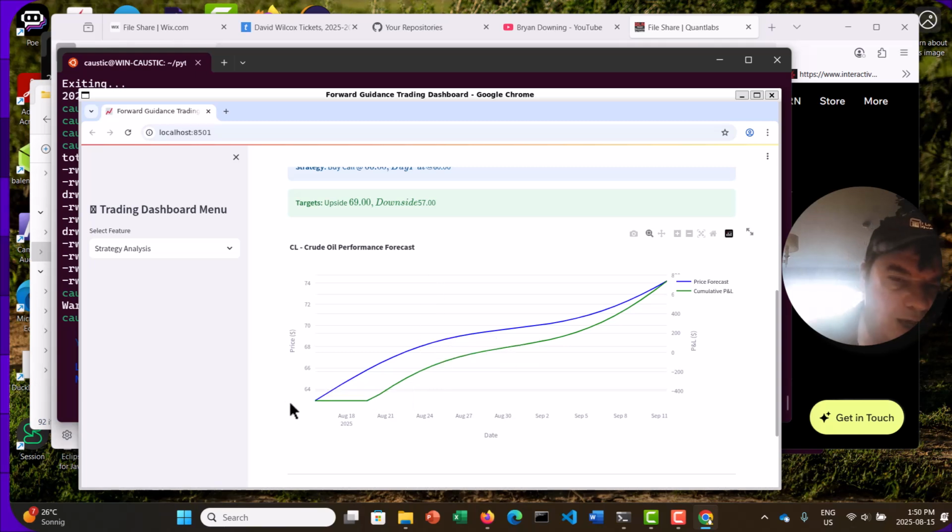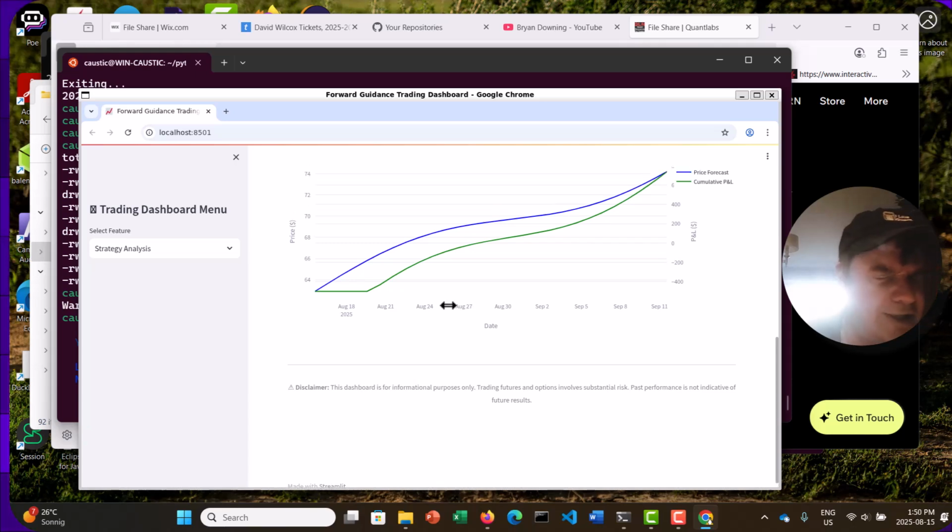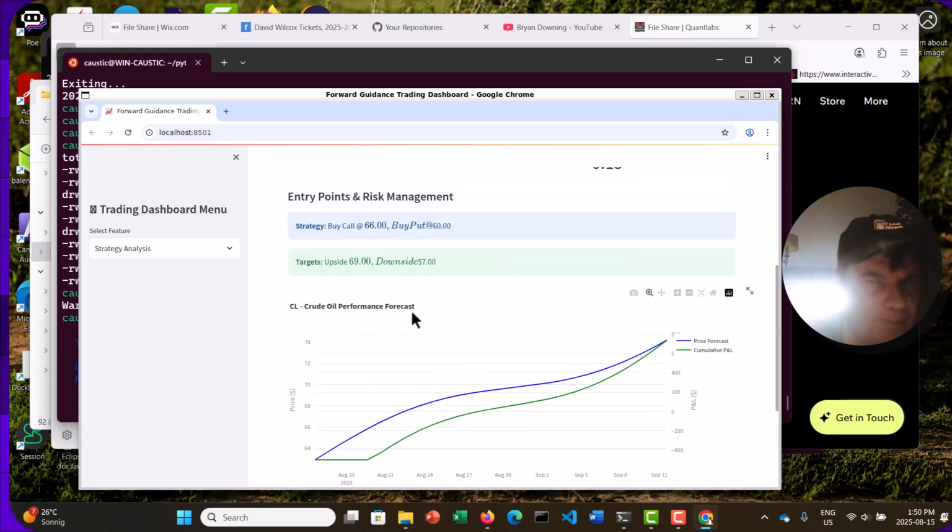So here's the price forecast in blue. And if you were just to trade with everything in the cumulative P&L, you're better off to just maybe focus on oil because you got an extra boost, tying up less capital on other instruments that are kind of dogs. This is the whole point of this exercise and this particular Streamlit app, to analyze this.